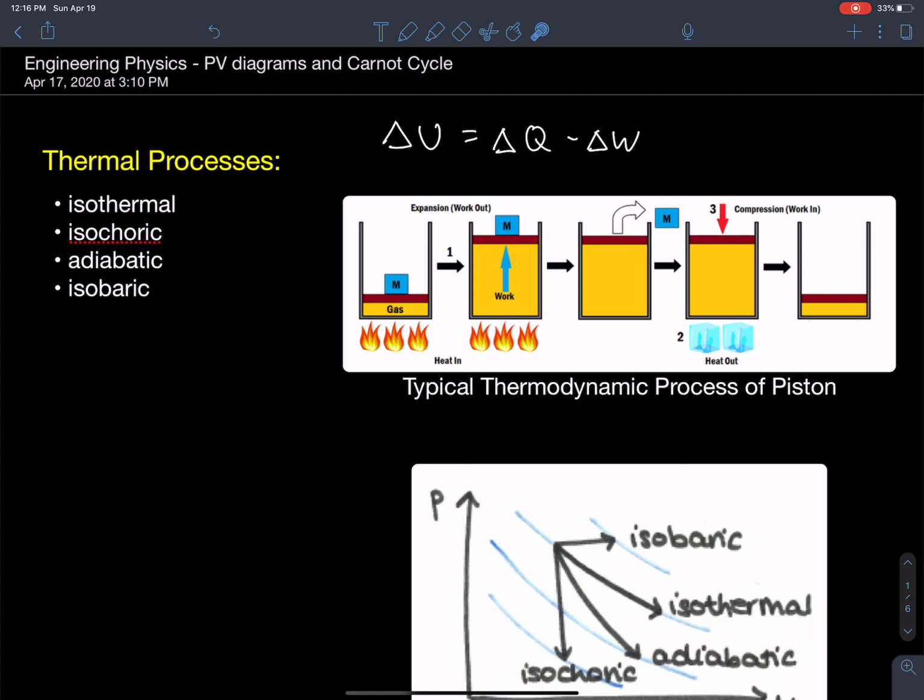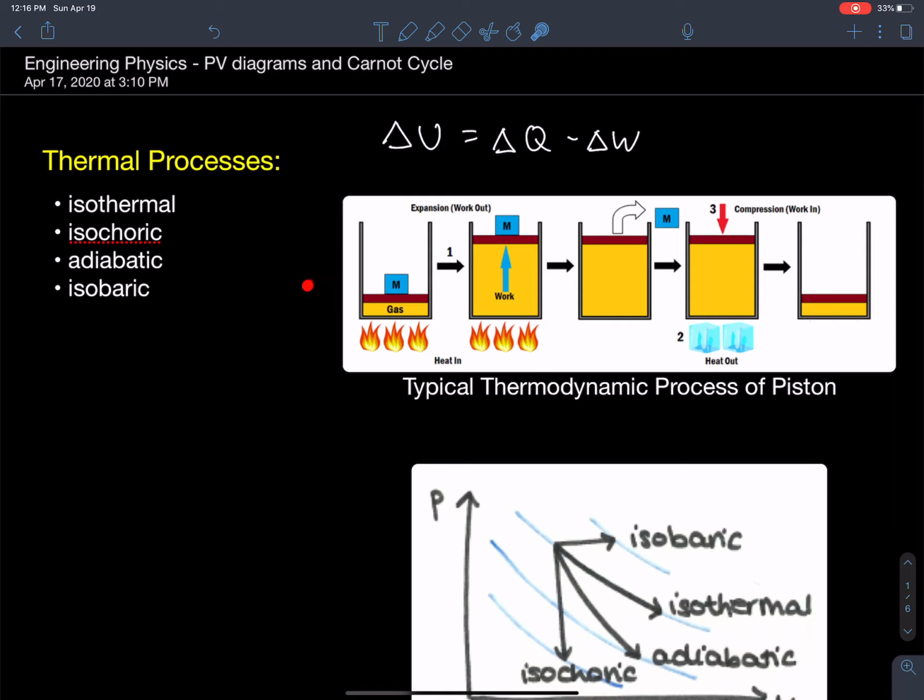In your text, you'll also see that they often talk about piston systems when you're thinking about thermodynamic processes. Another thing we're going to be talking about are these specific thermal processes: isothermal, isochoric, adiabatic, and isobaric processes. We need to be able to recognize what they look like in graph form.